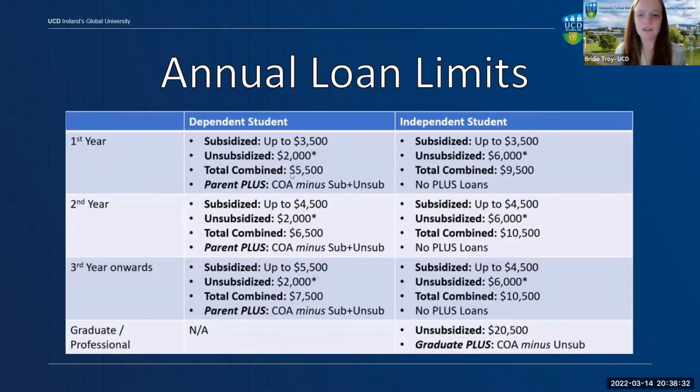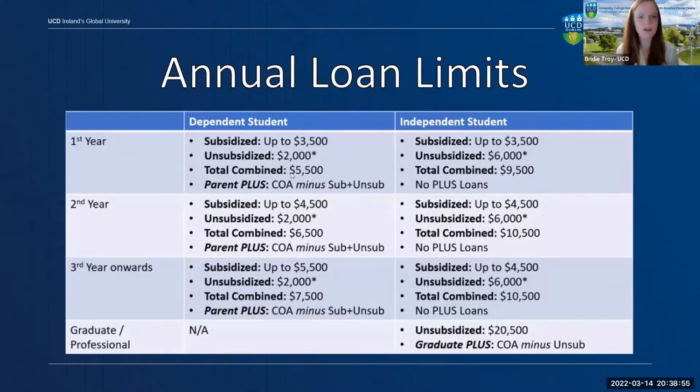As I mentioned, the PLUS loans do have a higher interest rate, so it is better to take out these subsidized and unsubsidized loans up to the max before you jump into the Parent PLUS or, where relevant, the Graduate PLUS loans. Now, as you can see here, there are different limits for dependent or independent students. You can see your dependency status on your student aid report once you complete the FAFSA.